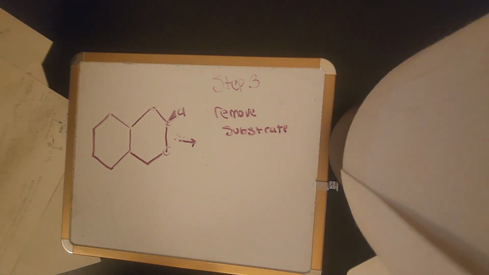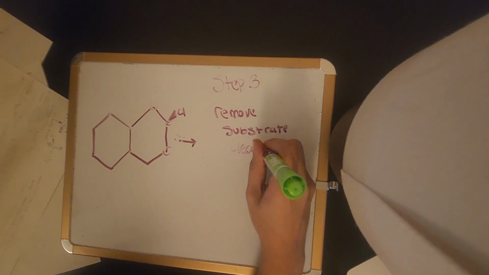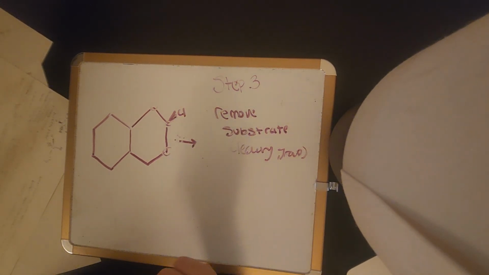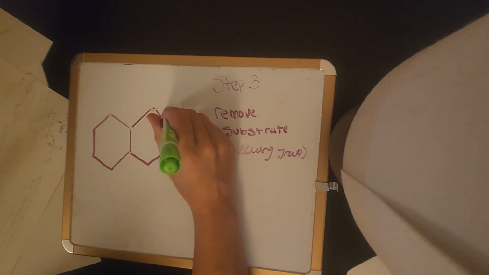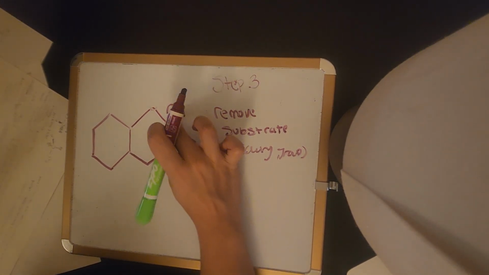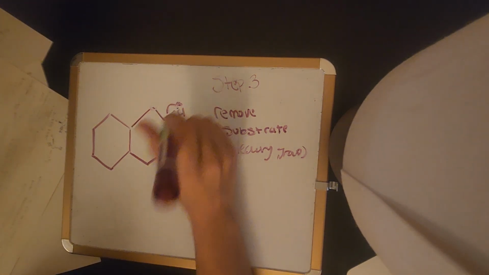Step 3 is to remove the substrate. The substrate is also referred to as the leaving group. In this case, it is Cl. Cl is actually going to take 2 of these electrons and it's going to get out of there. So it no longer has this configuration.